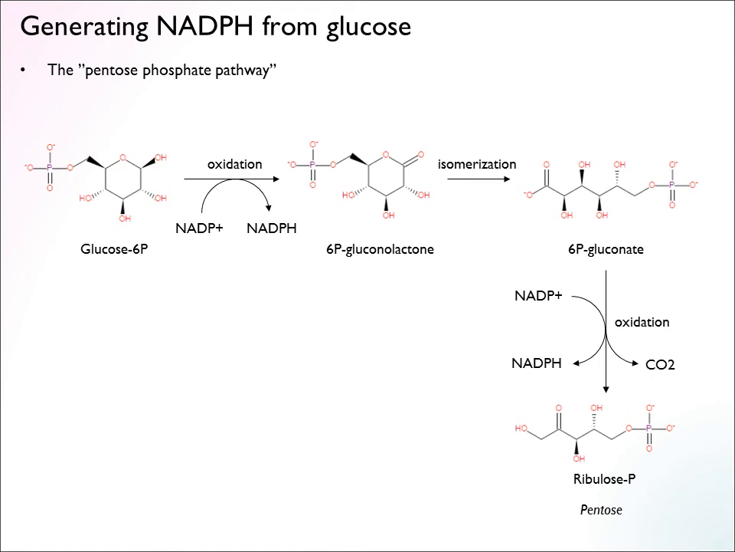And then you have the second oxidation step. And this oxidation step actually removes a carbon dioxide. So this part of the molecule, which was kind of exposed by isomerizing it, is now a nice carboxyl group that you can cleave off into CO2. And that's a favorable reaction. So again, we can capture a couple of electrons here and make NADPH. So that's, again, the goal of this pathway.